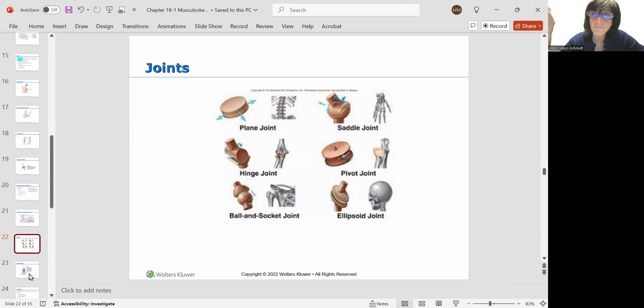And don't worry about ellipsoid joints. Ellipsoid joints would be right at the vertebra C1 where it hits the base of your skull, right? So think about what you can do with your head. Can you do this, right? And that's an ellipsoid joint. It allows that type of motion forward and backwards, right, with the neck.